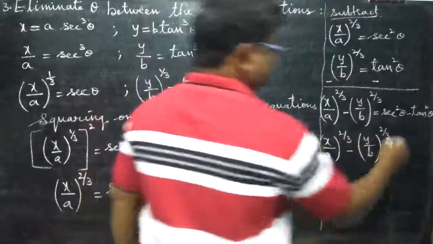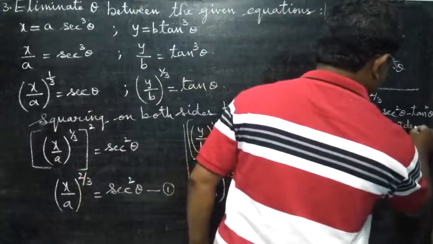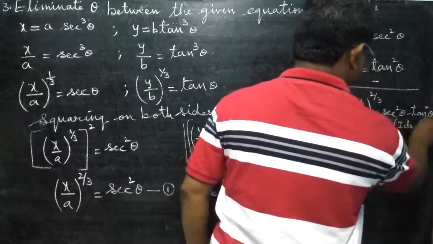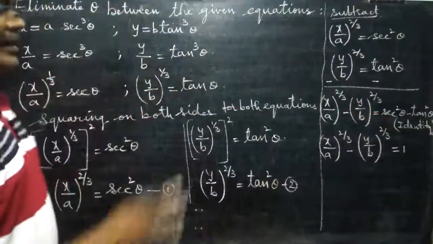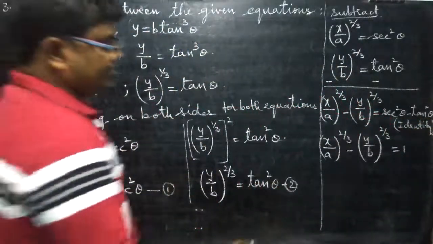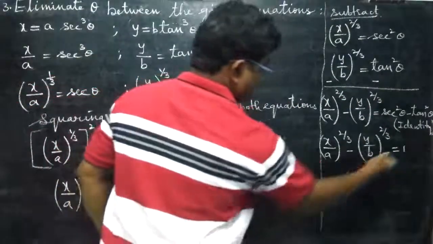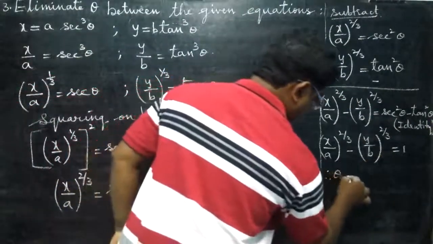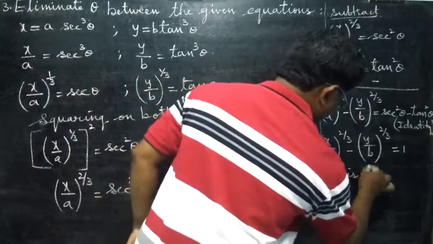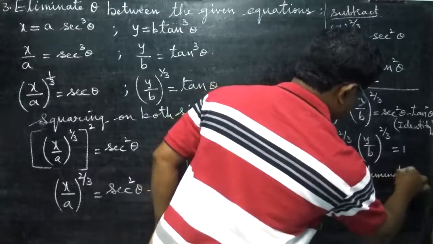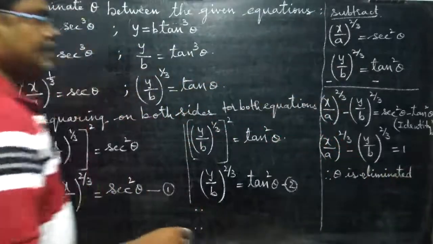How 1? This is an identity. Write that word in brackets: identity we are using. So read and learn those identities. Three identities are there. Now in the problem theta is there, but at the end theta is not there. Therefore theta is eliminated. You have to write this word: therefore theta is eliminated.